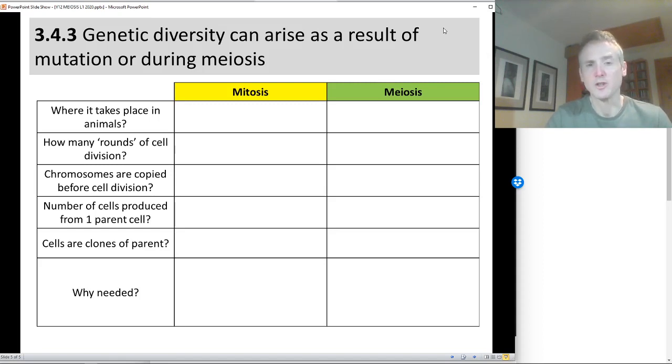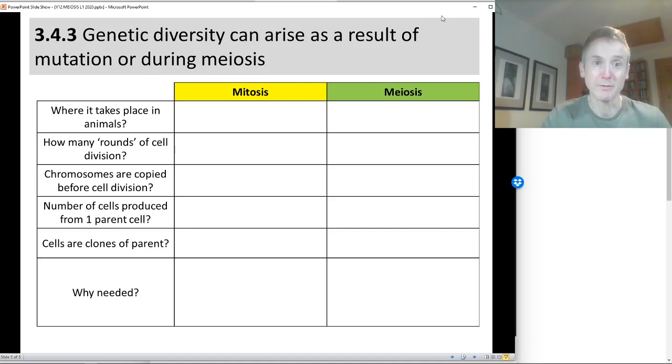That's changing the genetic code. That's a mutation. A mutation is also a change in the amount of DNA in a cell, and that can occur when meiosis goes wrong. So this is just us recapping the difference between GCSE mitosis and meiosis, and adding a bit more A-level detail.